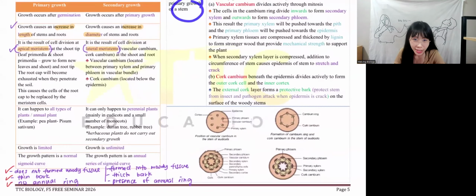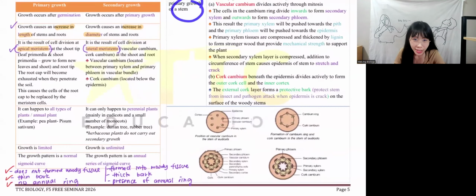So for stem, two tissues are involved to carry out secondary growth, because we learn lateral meristem, we have vascular cambium and cork cambium. It has to be in a sequence. So vascular cambium needs to occur first, only then we have cork cambium. Vascular means what? Vascular means xylem and phloem. We call this vascular, xylem and phloem.